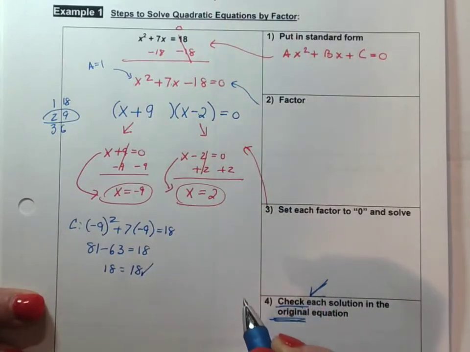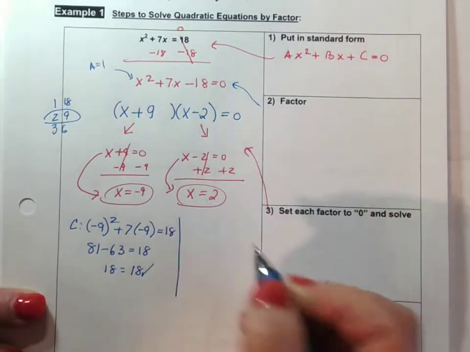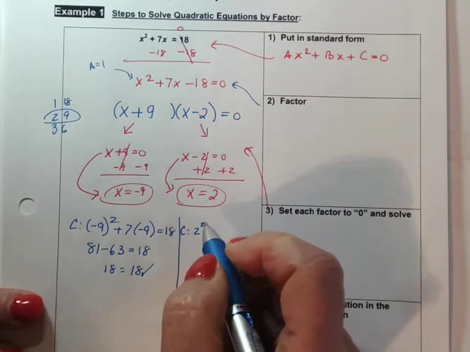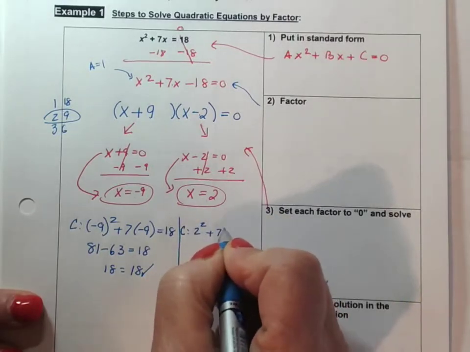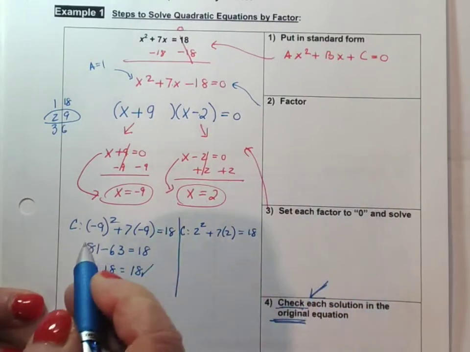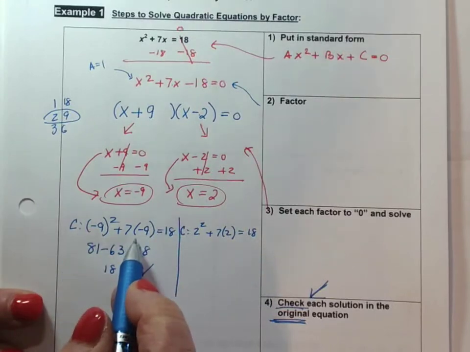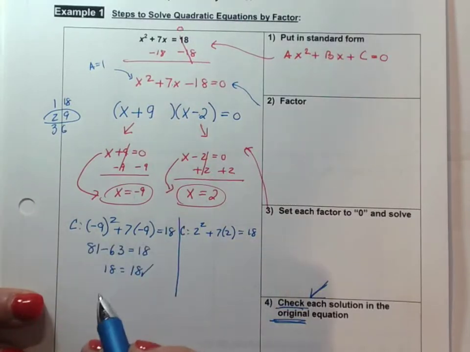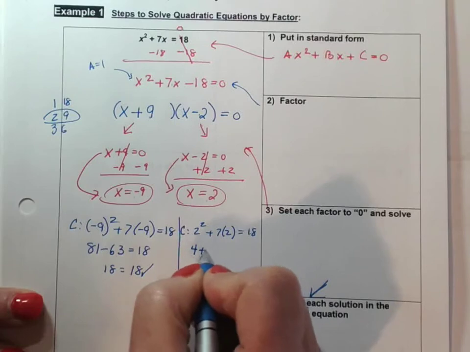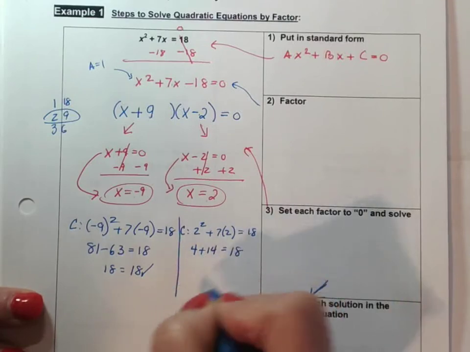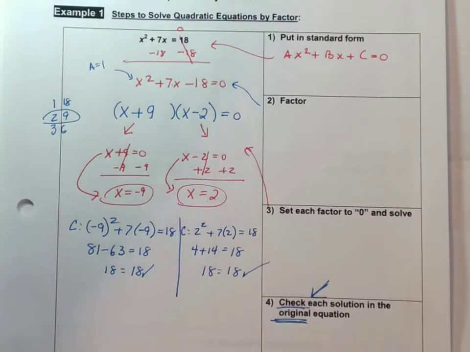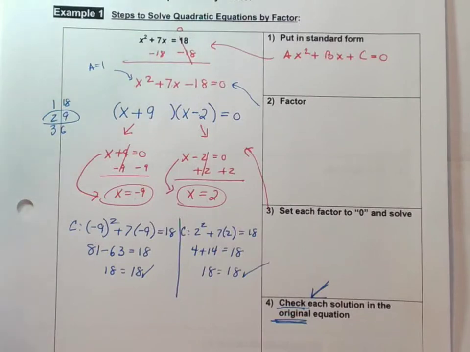Cha-ching, it checks. Then we want to check the 2. 2 squared plus 7 times 2 equals 18. Notice whenever you have negative numbers and you're substituting, you always want to use parentheses to make sure you do it correctly, especially if you're going to put it in your calculator. So we're going to get 2 squared, 4, plus 14 equals 18. 18 equals 18. And congratulations, you've solved your first quadratic equation using the factoring method.